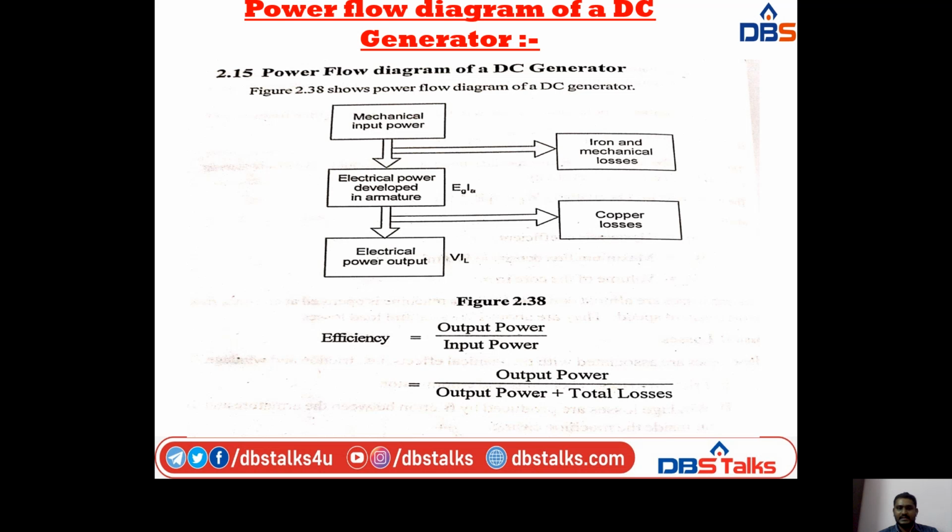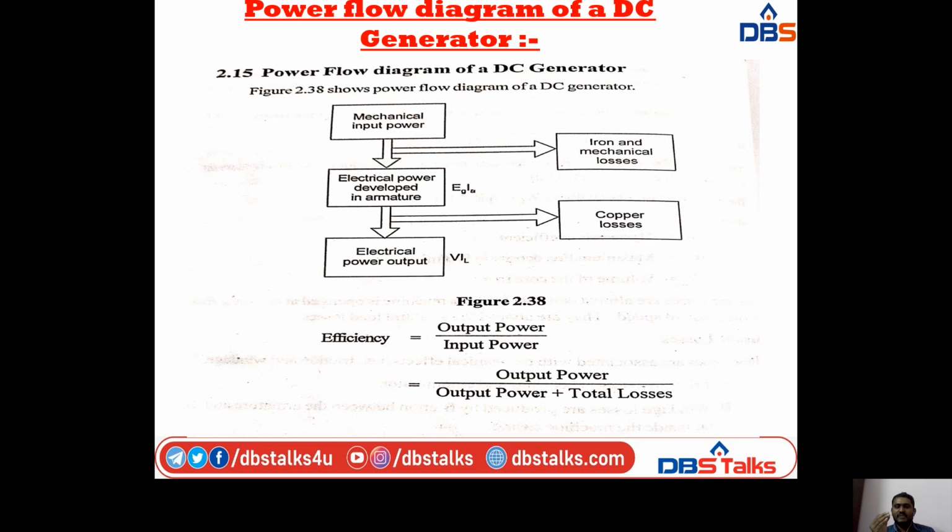Okay, so this is the power flow diagram of a DC generator. The generator is a machine which converts the mechanical power into electrical power. That means here the input power is mechanical power, and the output power is electrical power. In between we have the losses, because the DC generator is a rotating machine.